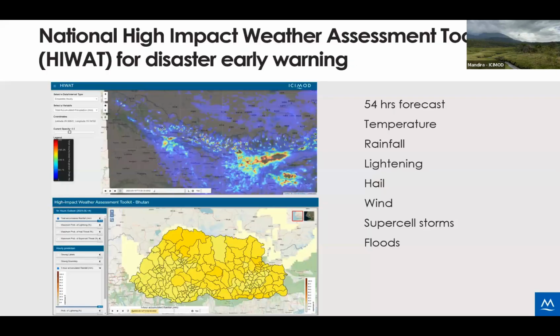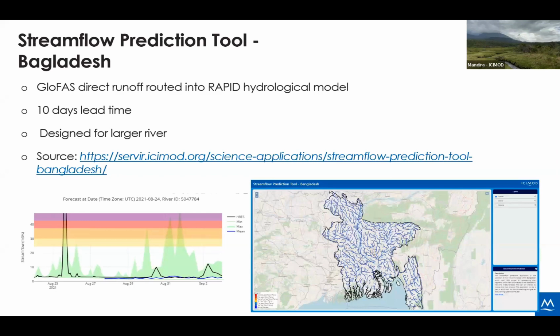Another example that I wanted to give you is HiWAT. This is the High Impact Weather Assessment Tool that ICIMOD has developed, again for flood early warning. It provides a 54-hour lead time forecast. It provides various parameters, temperature, rainfall, lightning, that you can get from this particular model. And another example, for bigger streams, is streamflow, again using the rainfall estimates and various numerical weather predictions to come up with this, which is then used.